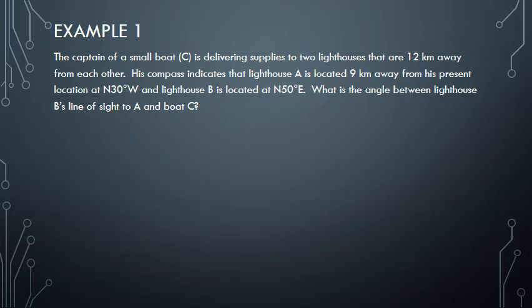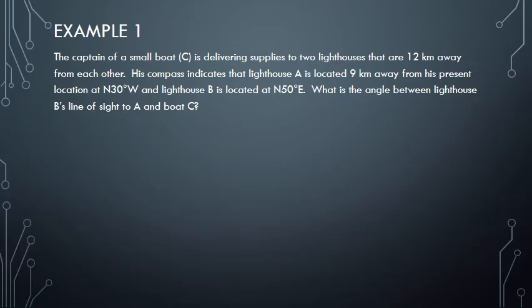The captain of a small boat, C, is delivering supplies to two lighthouses that are 12 kilometers away from each other. His compass indicates that lighthouse A is located 9 kilometers away from its present location at north 30 degrees west, and lighthouse B is located at north 50 degrees east. What is the angle between lighthouse B's line of sight to A and boat C? I tried simplifying the question, but it still looks a little bit tough.